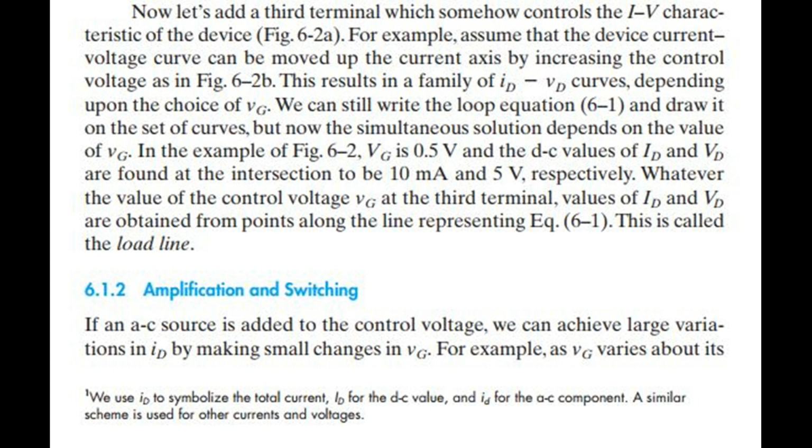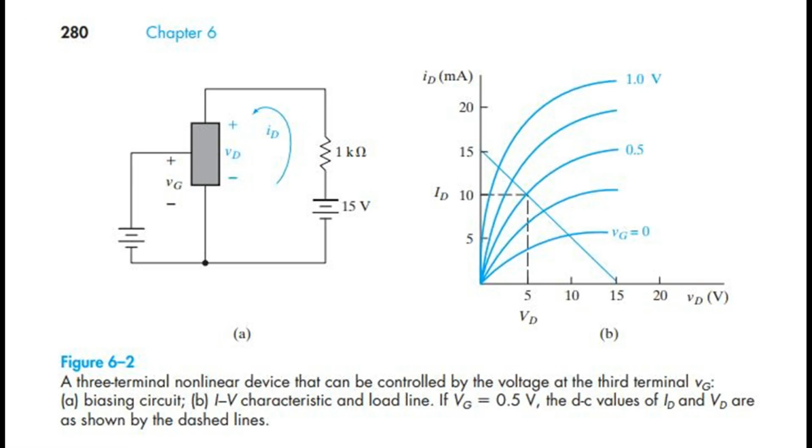Amplification and switching. If an AC source is added to the control voltage, we can achieve large variations in drain current by making small changes in gate voltage. For example, as gate voltage varies about its DC value by 0.25 V in Fig 6.2, drain voltage varies about its DC value VD by 2 volts. Thus the amplification of the AC signal is 2/0.25 = 8. If the curves for equal changes in gate voltage are equally spaced on the drain current axis, a faithful amplified version of the small control signal can be obtained.